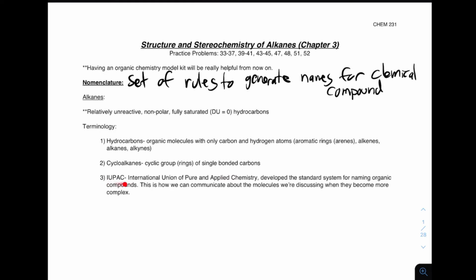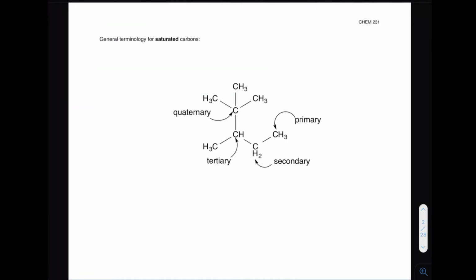And the final one here is IUPAC, International Union of Pure and Applied Chemistry. So this is going to be the systematic naming system I talked about with nomenclature. We're going to be using this to communicate about the molecules we're discussing. And this will be really important when they become more complex too, because it'll be hard to differentiate one from the other. So we're going to start by looking at this.